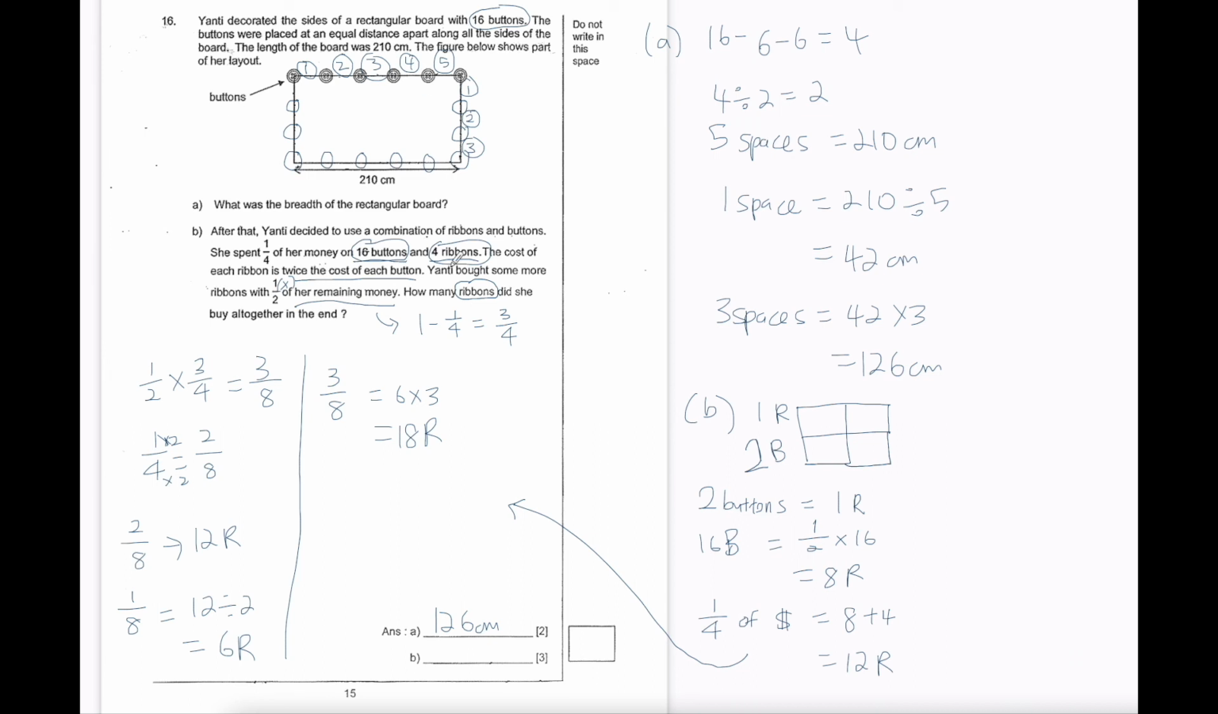So Yanti bought some more ribbons. This some more ribbons is 18. And then at first she had 4 ribbons. So in total she bought 22 ribbons. Got it? Yep, and that's it for question 16. We need to be very familiar with this conversion part, and then we need to realize that we have to add back the 4 ribbons that she bought the first time. And that's it. Let's move on.